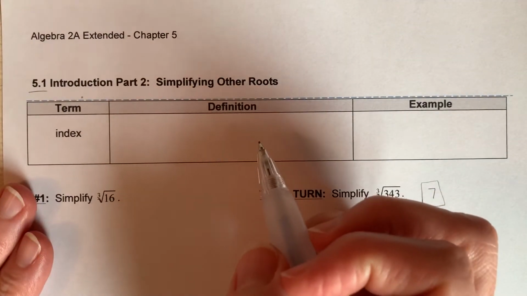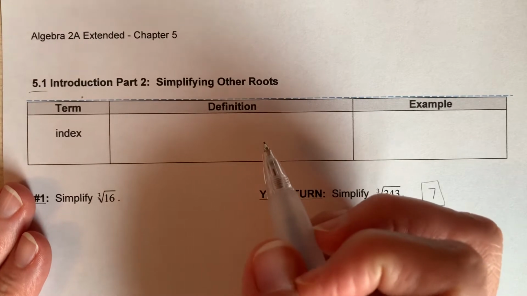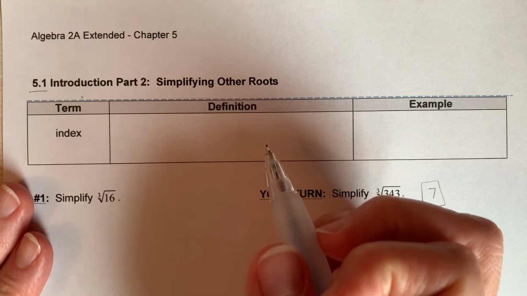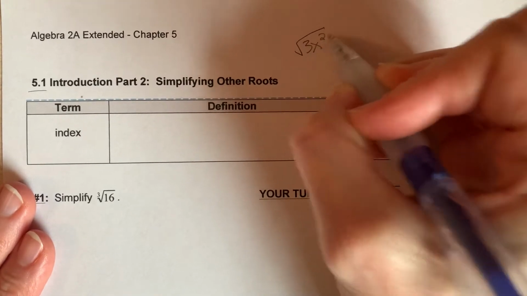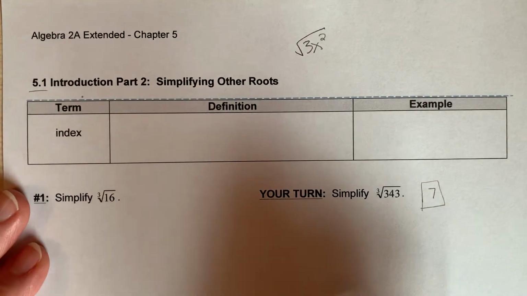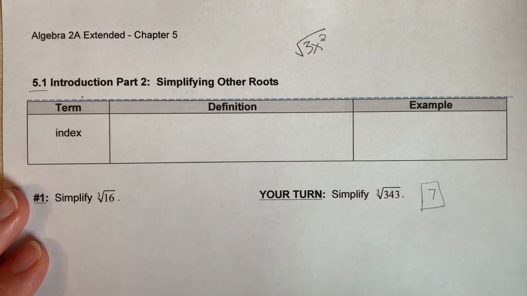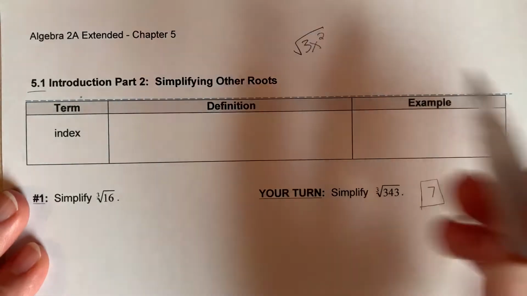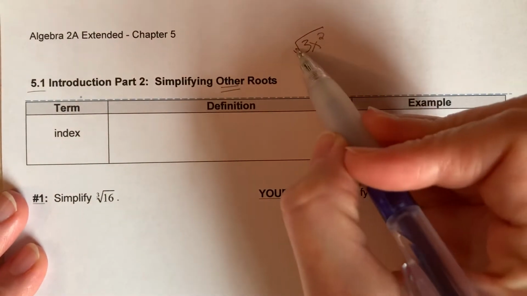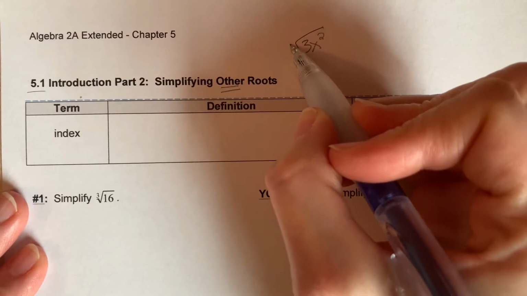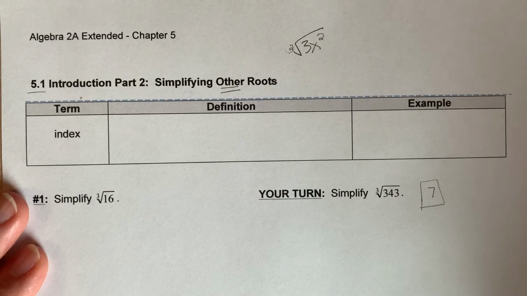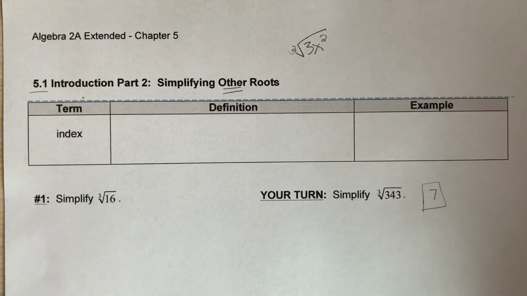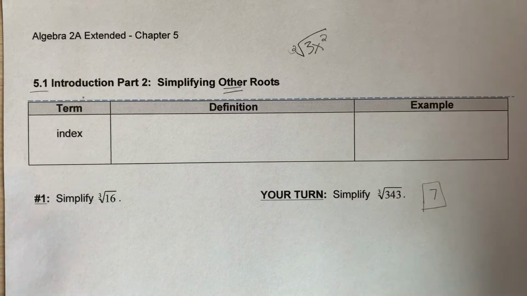So we did square roots in the last video where we were simplifying just plain square roots. They looked like that. In this video, just like it says, we're doing other roots. So this square root has an invisible index of 2. We're going to look at third roots and fourth roots in this video.